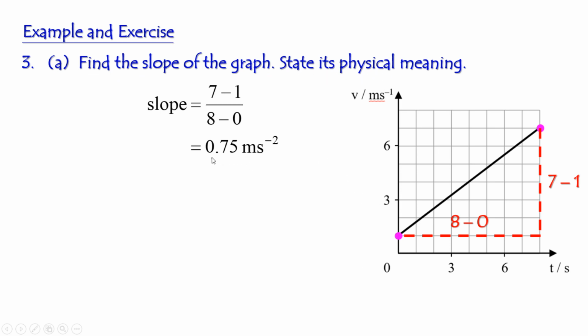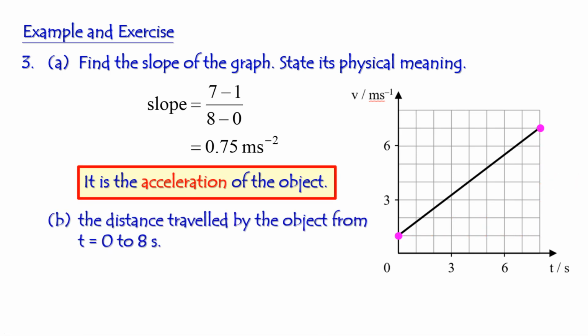What is the physical meaning of the slope of the graph? Okay, if you remember it, then you can write it down. But you can check it out from the unit of the quantity. The unit is meter per second square. So which quantity will have this unit? Right, it is the acceleration of the object. Understand? So the slope of a VT graph gives you the acceleration of the object.